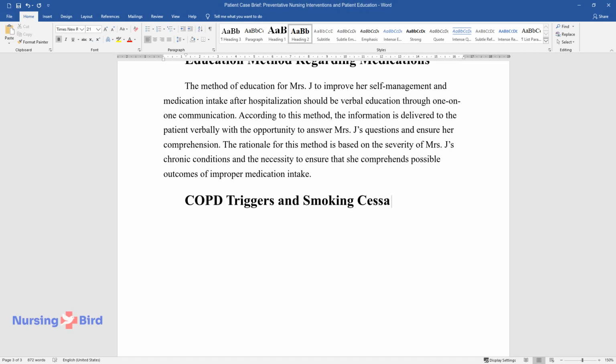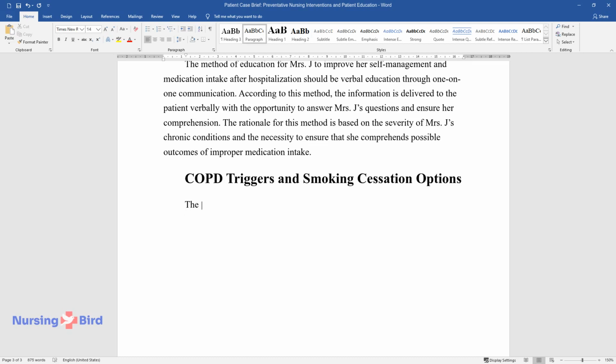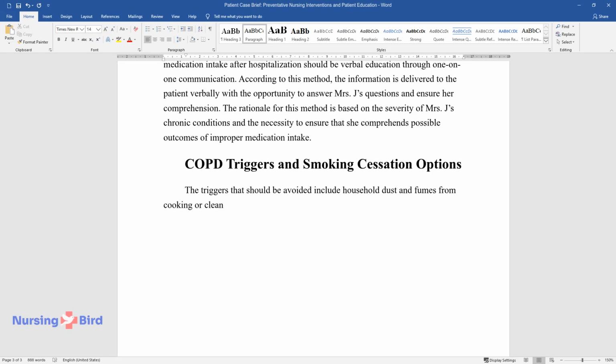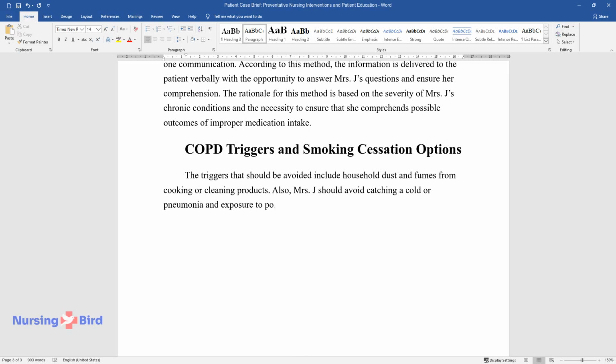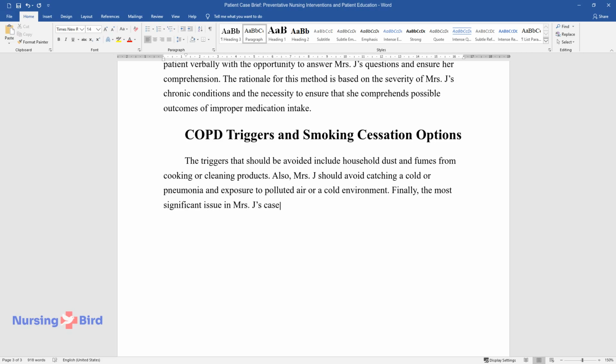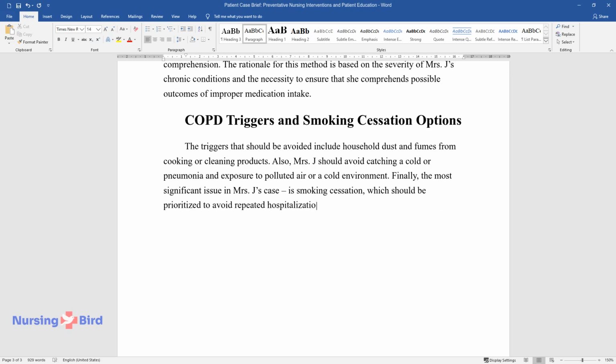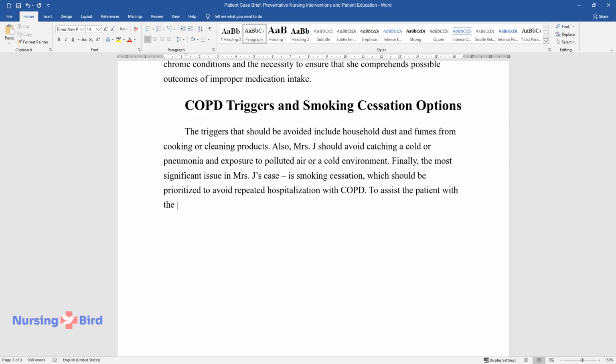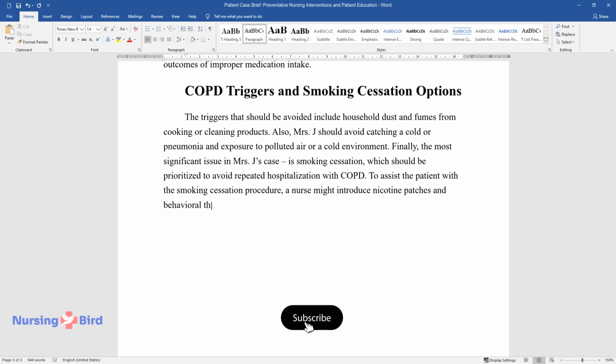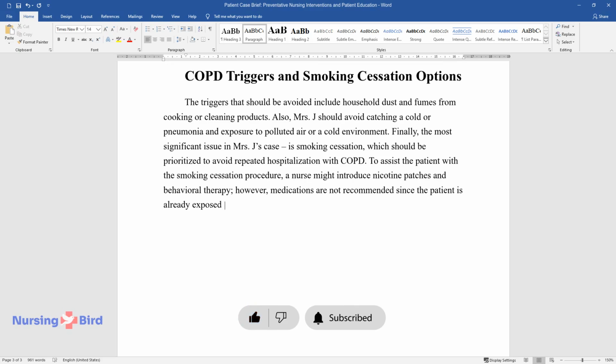COPD triggers and smoking cessation options. The triggers that should be avoided include household dust and fumes from cooking or cleaning products. Also, Mrs. J should avoid catching a cold or pneumonia and exposure to polluted air or a cold environment. Finally, the most significant issue in Mrs. J's case is smoking cessation, which should be prioritized to avoid repeated hospitalization with COPD. To assist the patient with the smoking cessation procedure, a nurse might introduce nicotine patches and behavioral therapy. However, medications are not recommended since the patient is already exposed to polypharmacy.